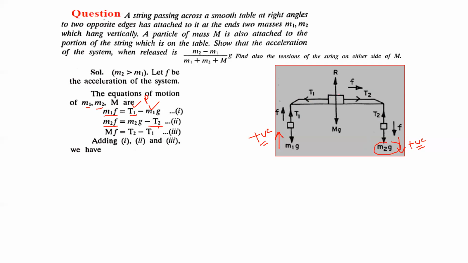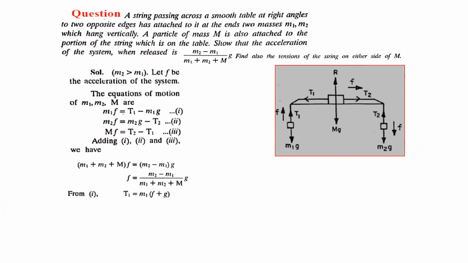And for capital M, moving in this direction, there are only two forces in the horizontal direction, that is T2 and T1, but the mass is moving in this direction, so this direction will be considered as positive for mass M. So T2 minus T1 is equal to mass into acceleration, M f. Adding equations 1, 2 and 3, these tensions will cancel out and we will get the value of acceleration, and the value of acceleration we got is as required.